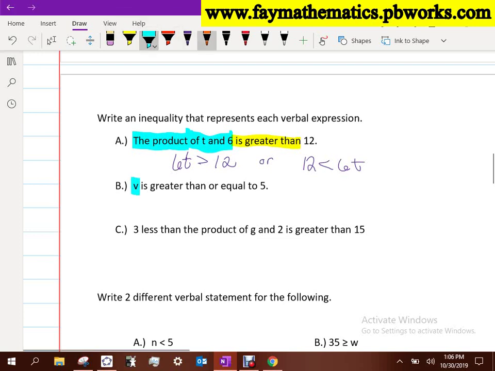V, that's my variable, right? Okay? So what I look for is words like is and are, because those are going to kind of structure different parts of my statement. So is greater than, and then it says or equal to, right? Like I have that line underneath. So that's greater than or equal to, right? And then say 5.